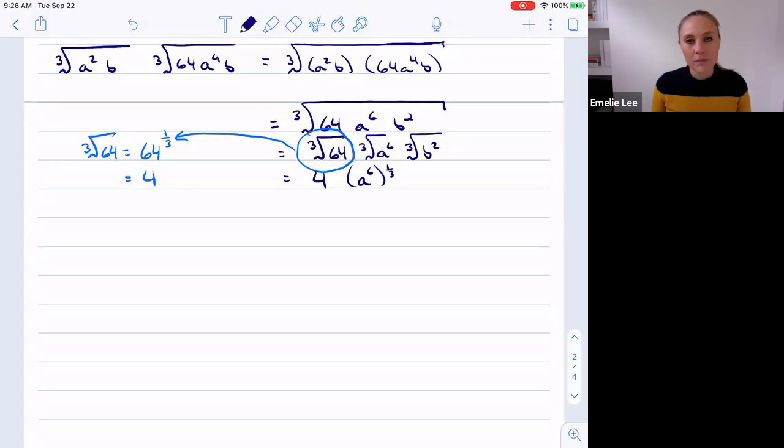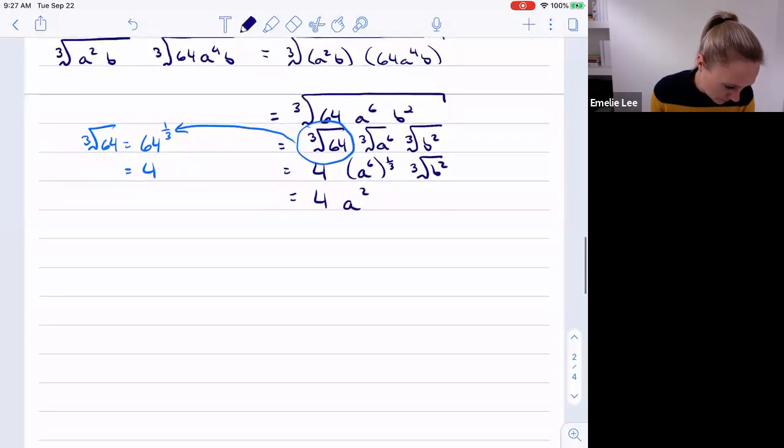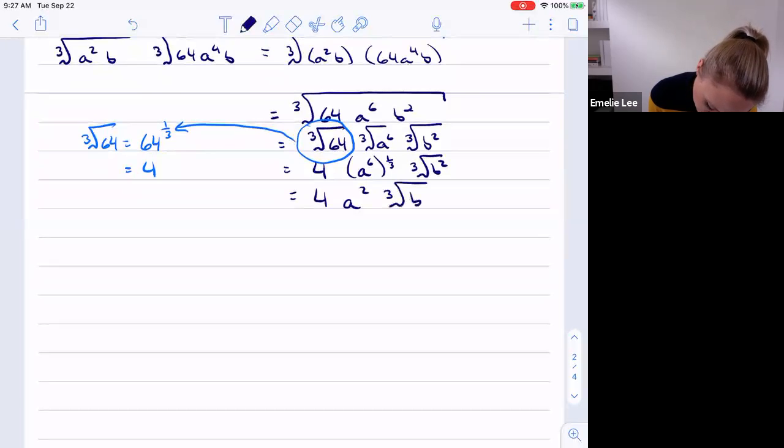And then just from experience, I can tell that the third root of b squared isn't going to go anywhere. So I'm just going to leave it. But what looks promising is the 6 divided by 3, which is going to give me a nicer power of a. And so I get times the third root of b squared. You could rewrite it if you wanted, but 4 times a to the power of 6 divided by 3 is 4a squared times the third root of b squared. So that's the simplified version.